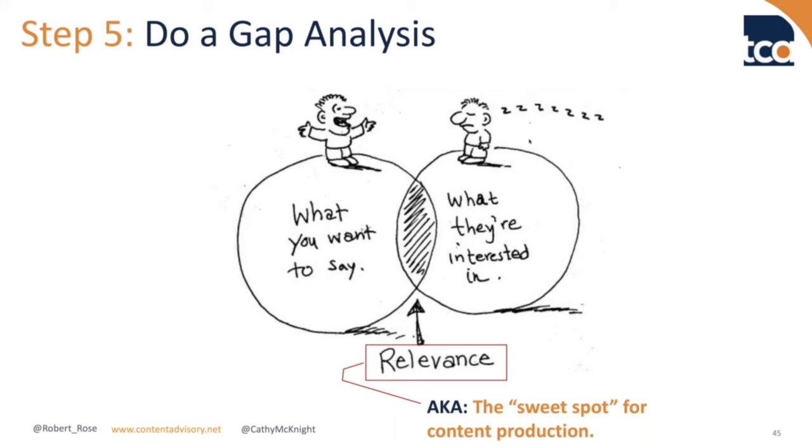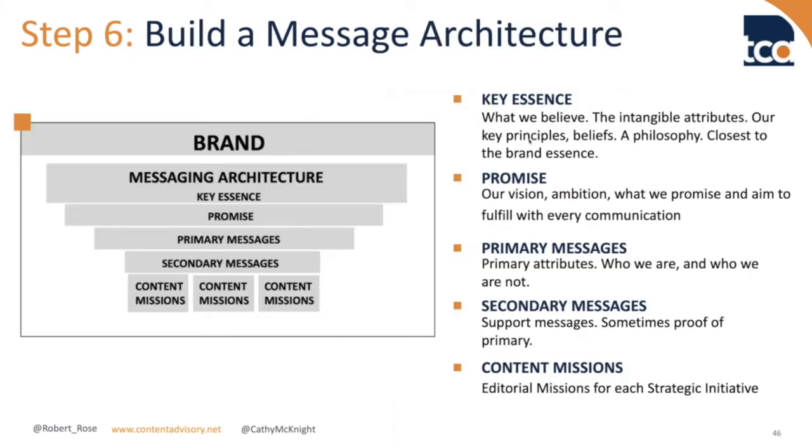Once you've done the gap analysis, now it's time to move on to building a message architecture. So really a message architecture, step 6, is your blueprint for the content. It's the map against which all content is aligned back to. And it includes things like the key essence of your content. So what is it that we believe as an organization?